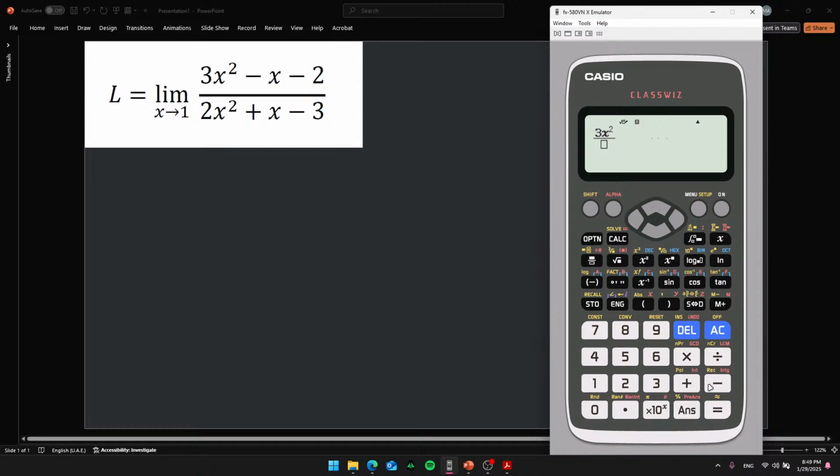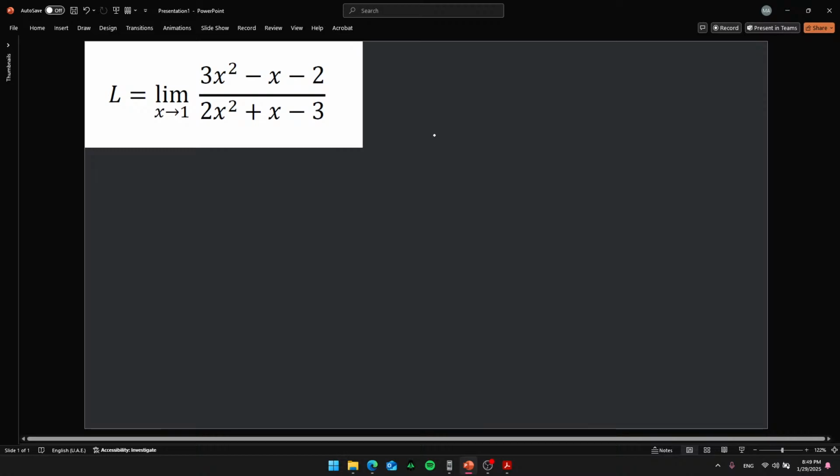3x squared minus x minus 2 over 2x squared plus x minus 3. Okay, we got a math error. So it's probably 0/0. And the limit as x approaches 1.